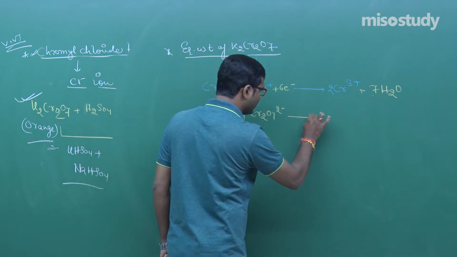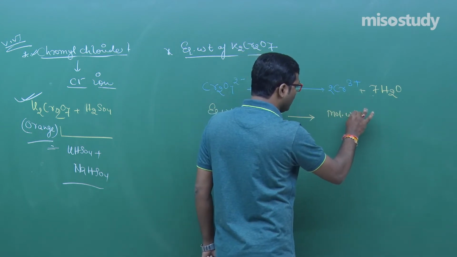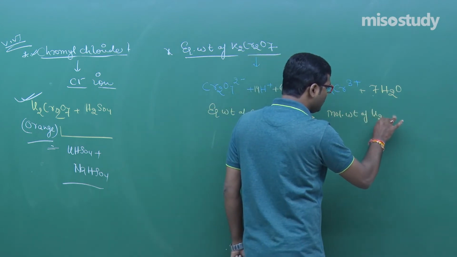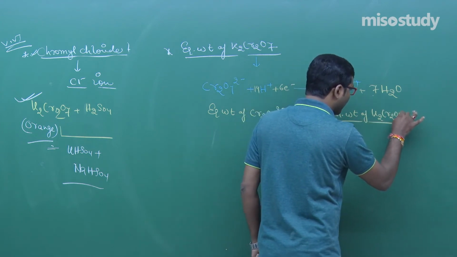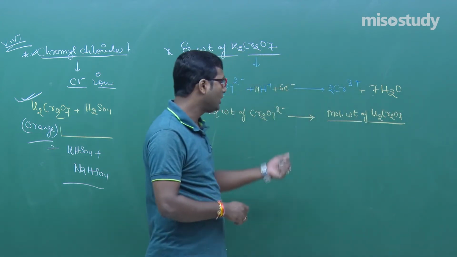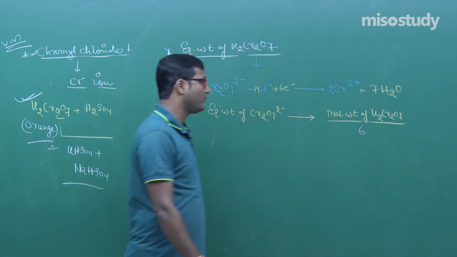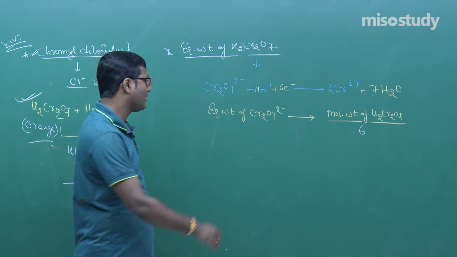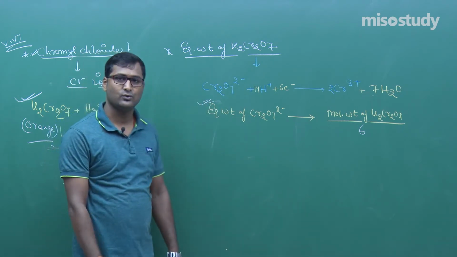So the equivalent weight of Cr2O7 2- is the molar weight of K2Cr2O7 upon the number of electrons lost or gained. How many electrons are lost or gained? That is 6. That is, molecular weight of K2Cr2O7 upon 6. This is the equivalent weight of K2Cr2O7.